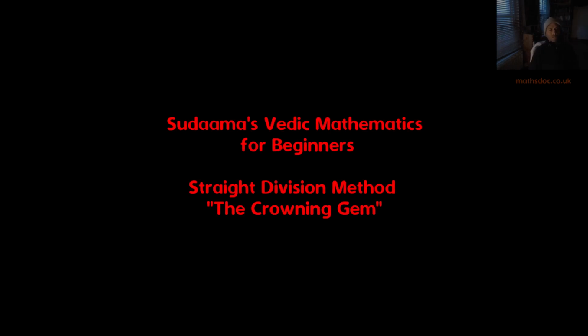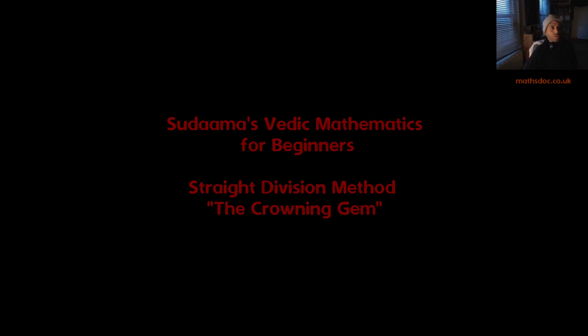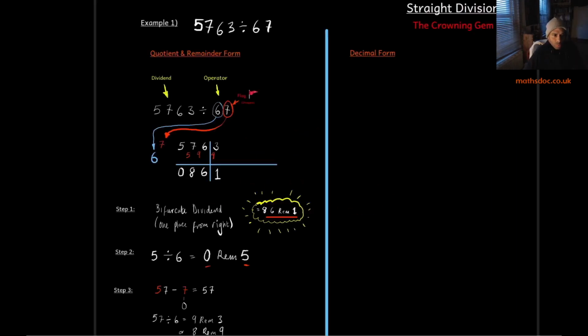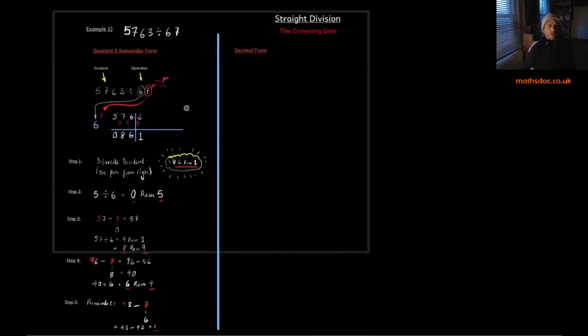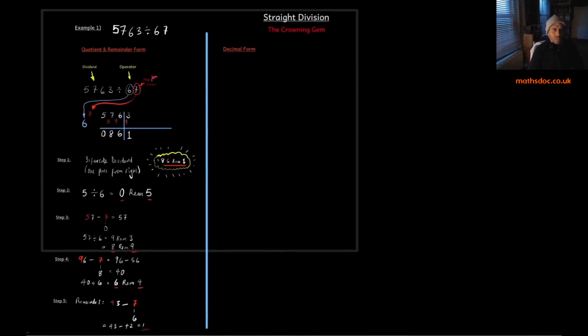We're on the straight division method right now, and we're on to part 2 of example number 1. Let's take a look at what we've got to do. This is where we got to last time: we did 5763 divided by 67. We got a quotient of 86 and a remainder of 1.